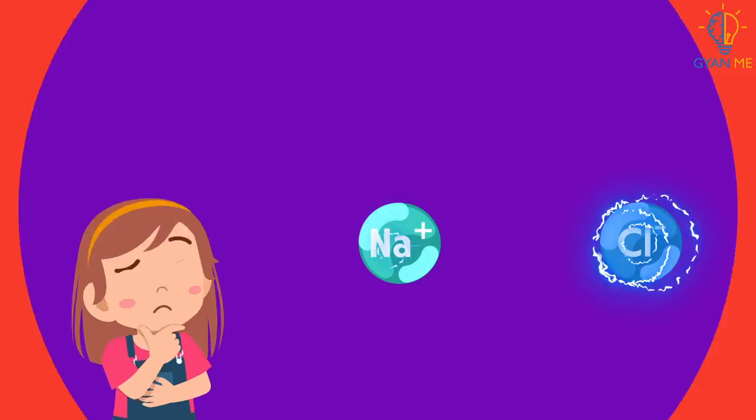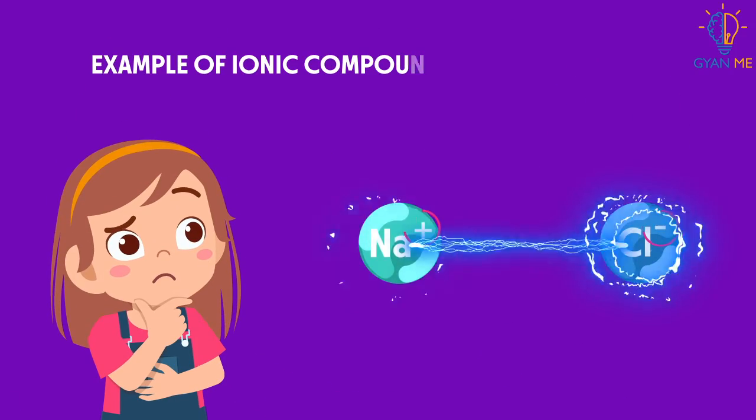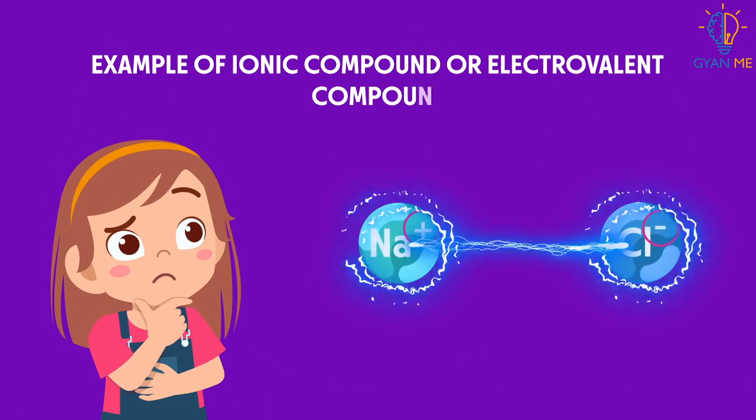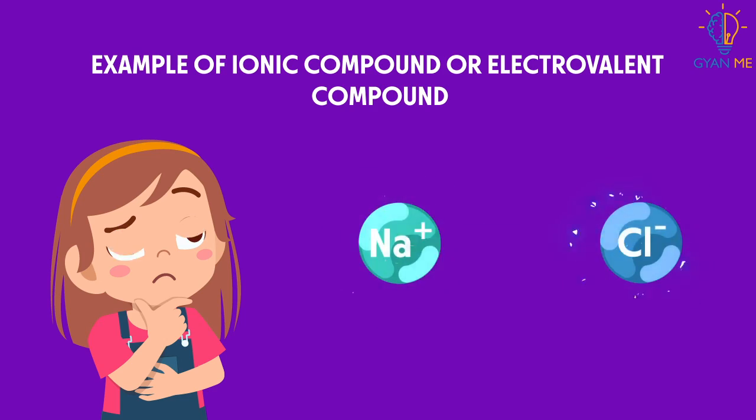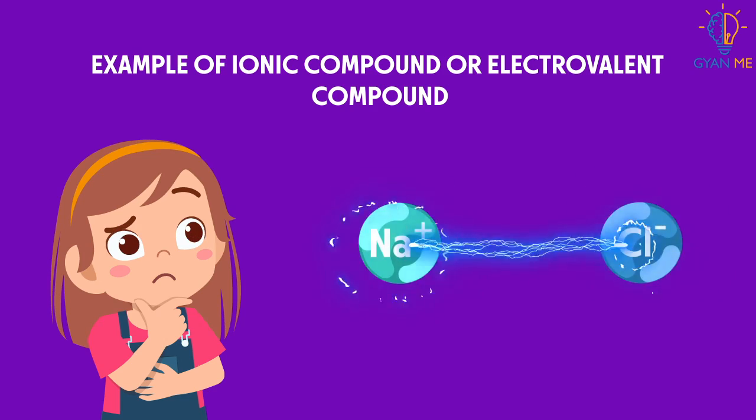Can you tell me some examples of such ionic compounds or electrovalent compounds? Pause the video and think of some examples. Well, you try to find it out yourself, and we will see you in the next video.